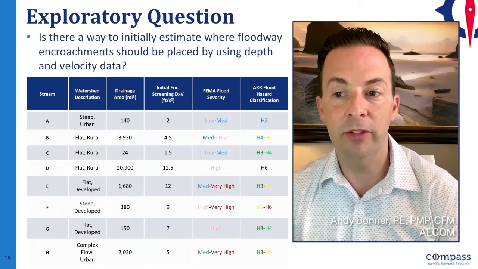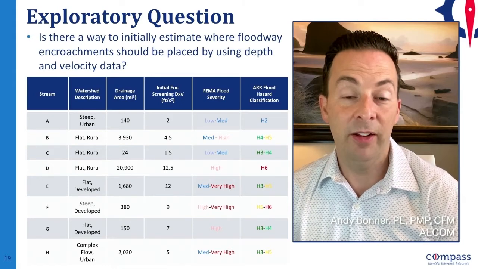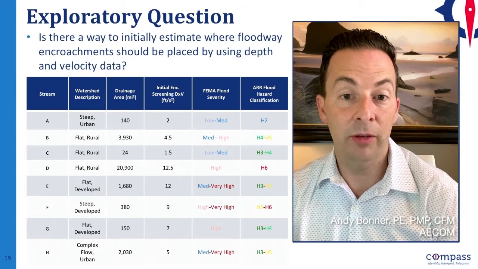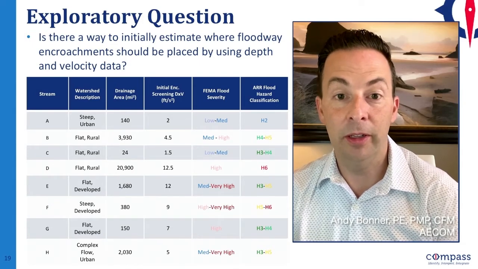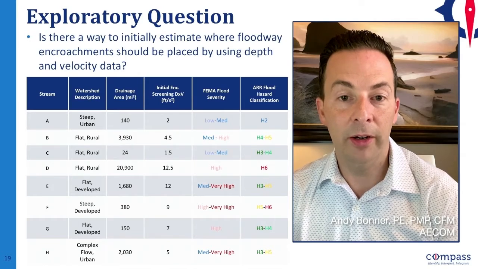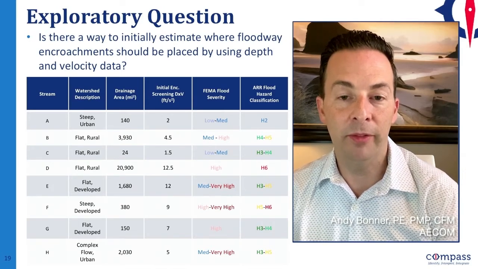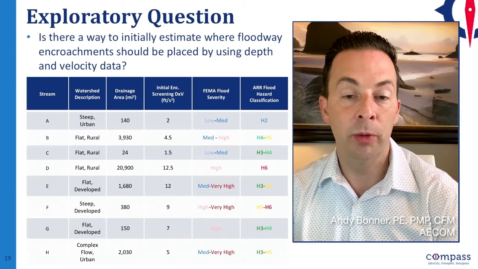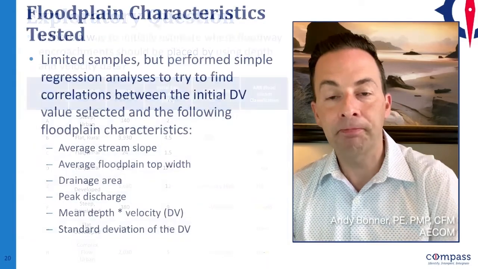It certainly varied by stream. So the next question we asked ourselves was whether that variation could be tied to other stream characteristics. Did larger streams or steeper streams or floodplains with wider floodplains generally correspond to higher depth times velocity values, or would we see other trends begin to emerge?